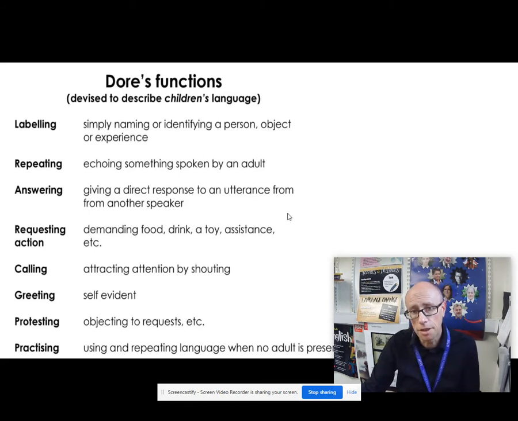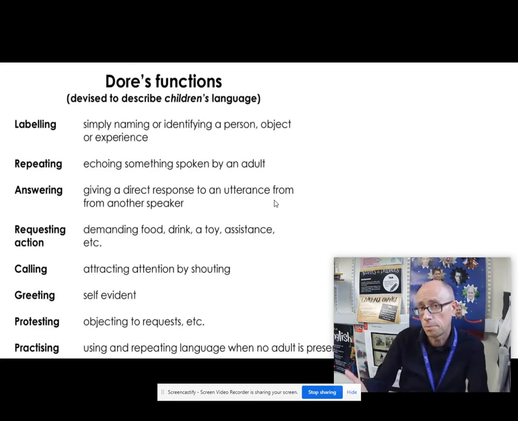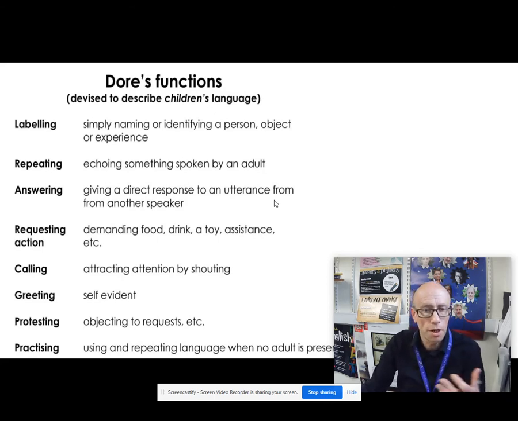We have answering, which is giving a direct response to an utterance from another speaker. This links in, I suppose, with the idea of social interactionism, that for children to learn language properly, they have to be participatory. They have to be involved in dialogues. So answering. We then have requesting action, which I suppose will link in with regulatory on Halliday's taxonomy, and this is demanding things like food, drink, a toy, assistance, etc.